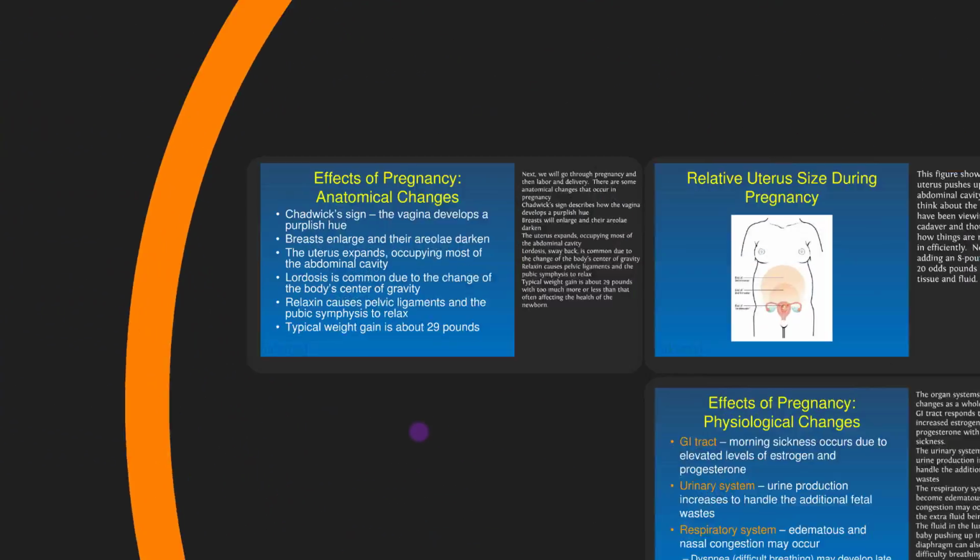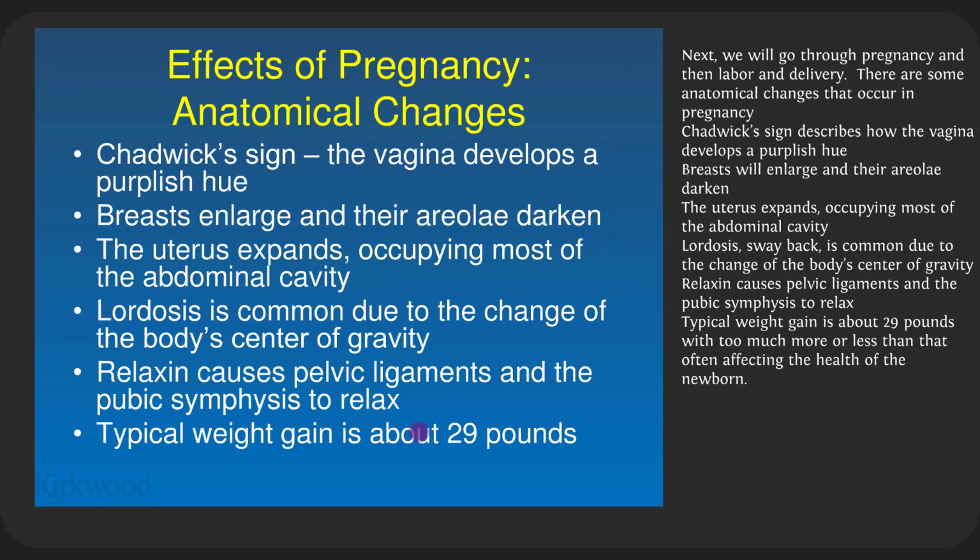Female changes. There's some anatomical changes that occur in pregnancy. So Chadwick's sign describes how the vagina develops a purplish hue, breasts will enlarge, the areola will darken, the uterus expands, occupying most of the abdominal cavity. Lordosis or swayback is common due to the change of the body's center of gravity and kind of a, oh Lord, I'm pregnant. Relaxin causes pelvic ligaments and the pubic symphysis to relax. Typical weight gain is going to be about 29 pounds, with too much more or too less than that often affecting the health of the newborn.